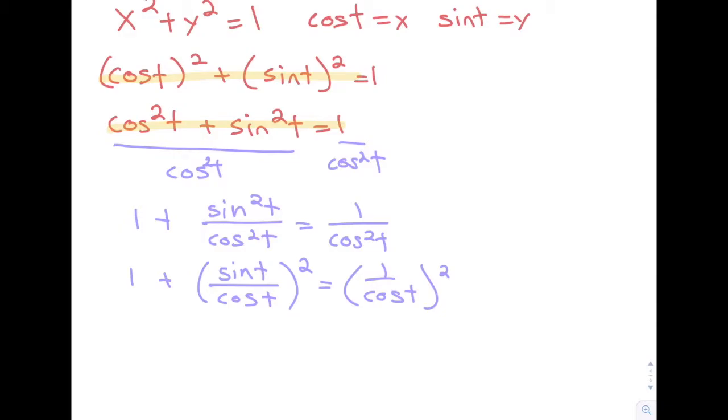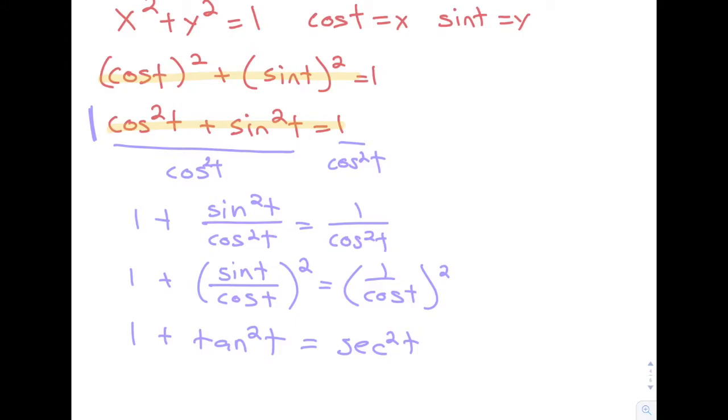Well, we know what these are. We just decided that sine t over cosine t equals tangent. So we have 1 plus tangent squared t equals, and 1 over cosine t, that's just secant, secant squared t. And then you could derive the last one by dividing both sides of this original equation, cosine squared t plus sine squared t equals 1, by sine squared t. But I will leave that to you to prove for yourself.